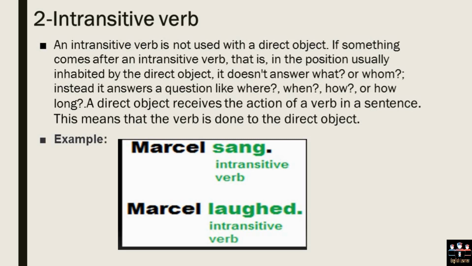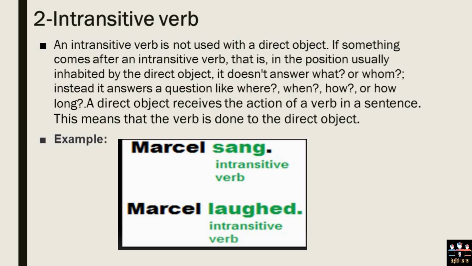A direct object receives the action of a verb in a sentence. This means that the verb is done to the direct object. So, in the simplest words, we can conclude that intransitive verbs are those verbs which do not require any object, neither direct nor indirect object, to complete their meaning.